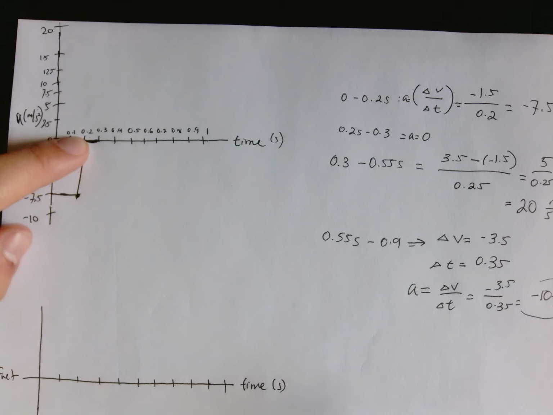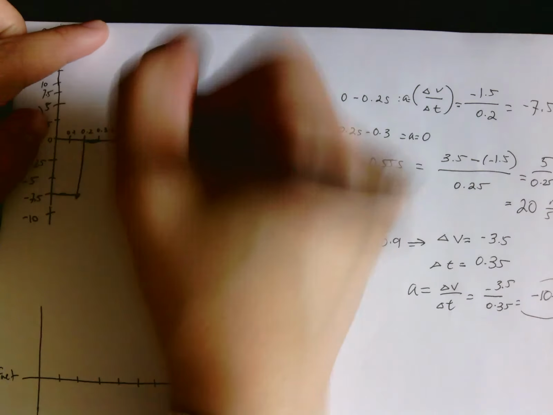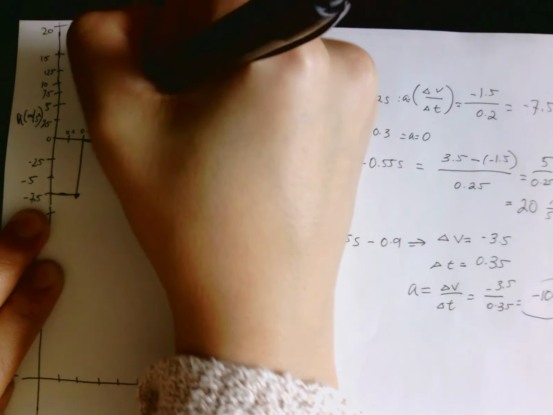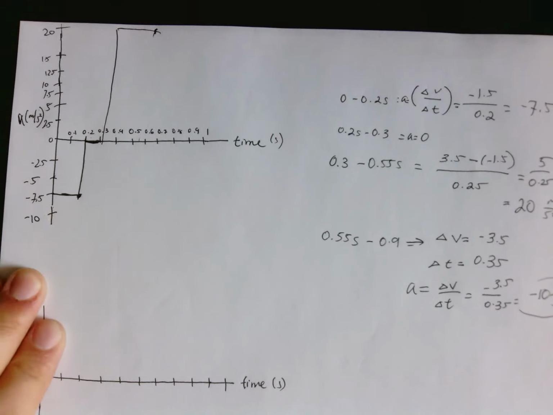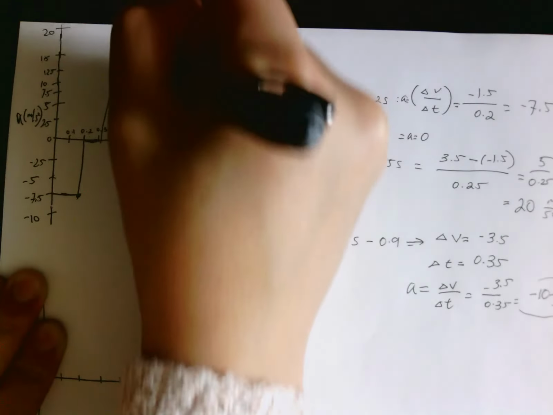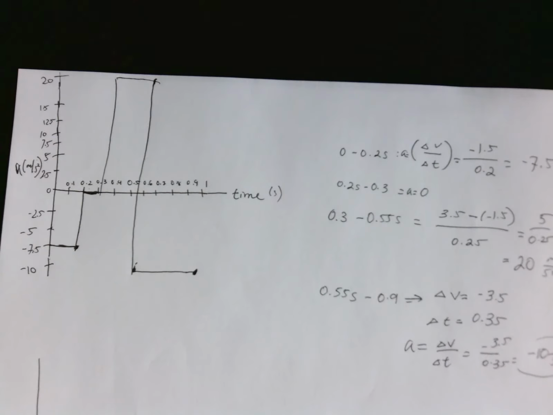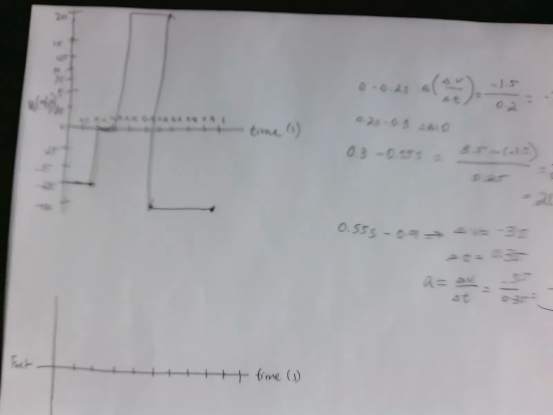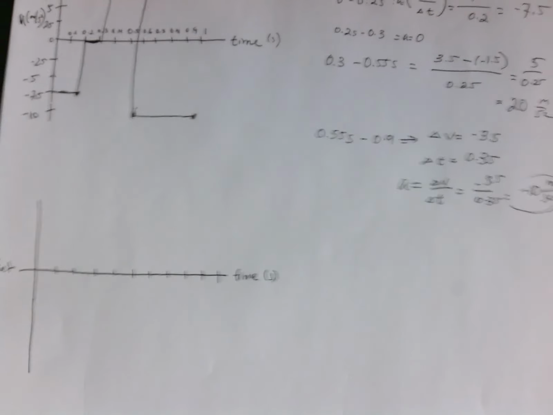And then at 0.3, we go to 20 meters per second squared until 0.55 seconds. So that's up here. And then at 0.55, we come back down to negative 10, and we continue all the way to 0.9. So this is our acceleration versus time graph. It's pretty chaotic.